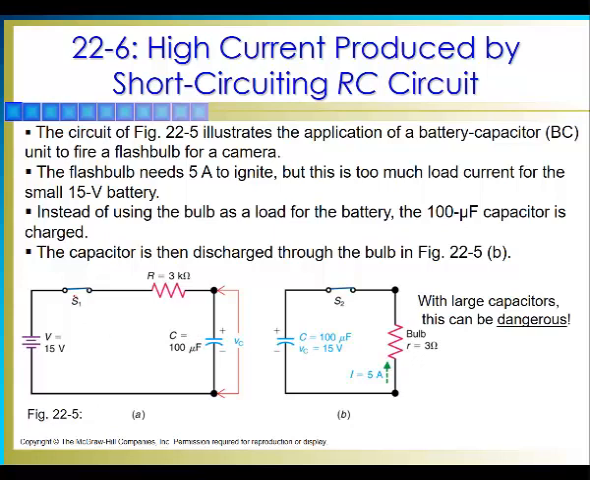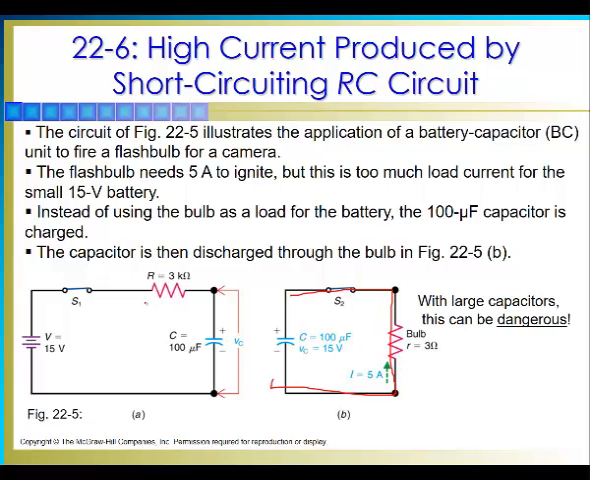If we disconnect the source, opening the circuit at that point, and then connect this capacitor to another load, in this case a bulb, and close the circuit, this will generate a very high current through here. In this case, it will be 5 amperes.